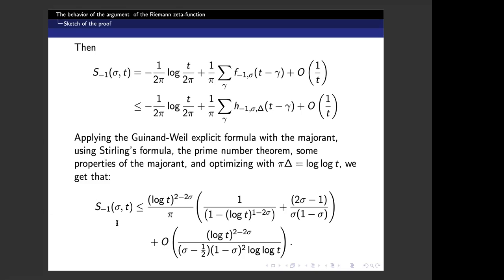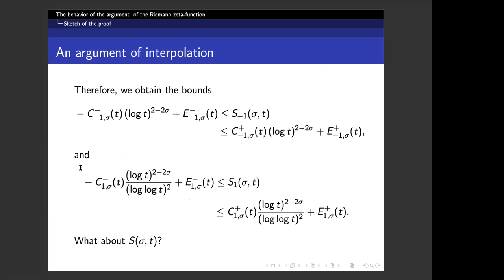So finally, we can obtain the following. For the function S minus 1, we can obtain this behavior, these inequalities, upper bound and lower bound. And for the function S1, we can obtain an upper bound and a lower bound. Okay, this is very nice for the functions S minus 1 and S1. But what about S sigma t? Because this is our problem, to obtain bounds for S sigma t.